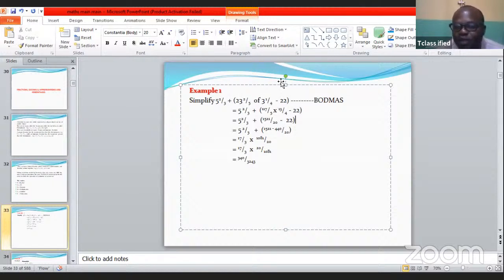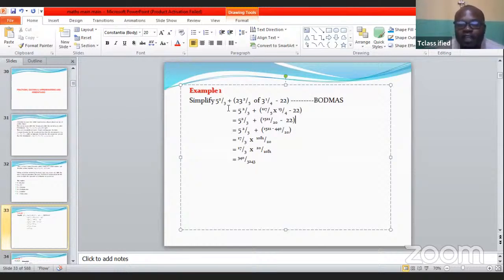So forget about this 22. It's not important in this series. That's why we left 22 exactly the way it was there. You can see 22 is left the way it was there. 5 whole number 2 over 3 is left the way it was. But these two we worked on first because off is the next thing.